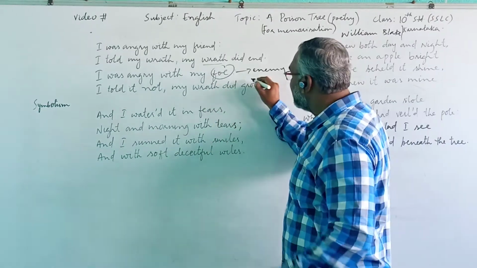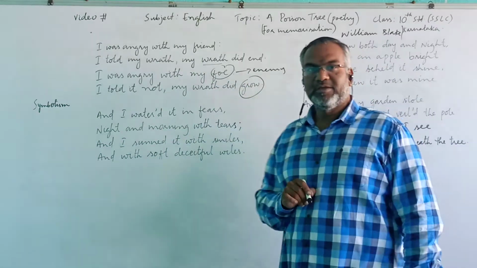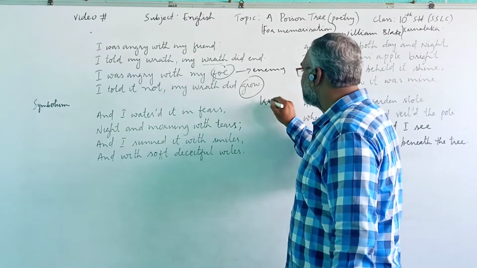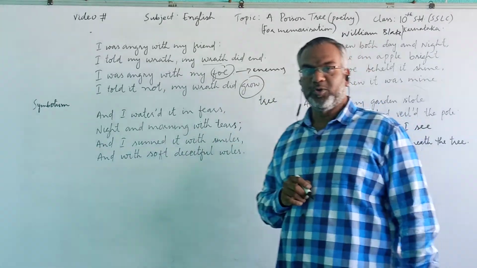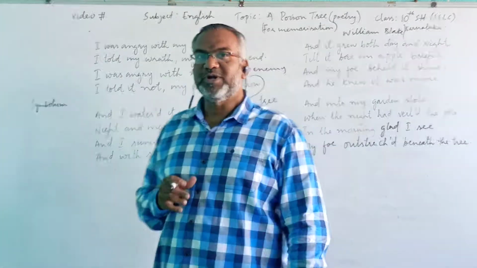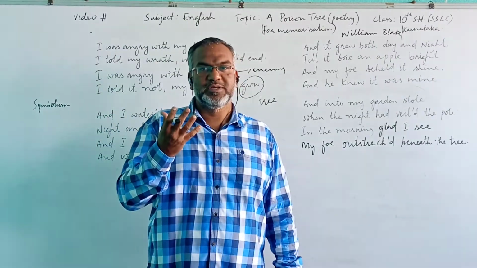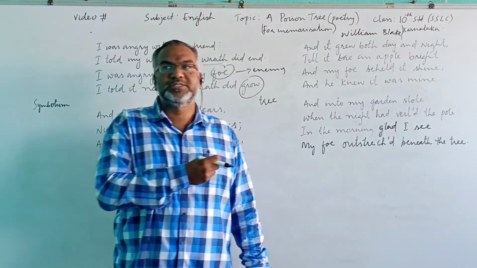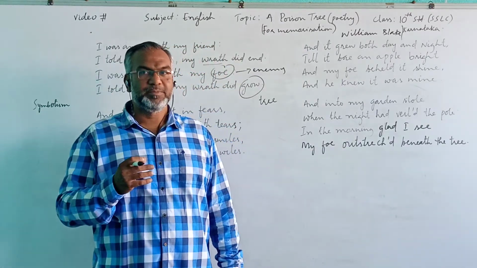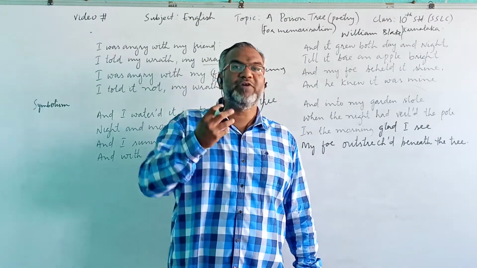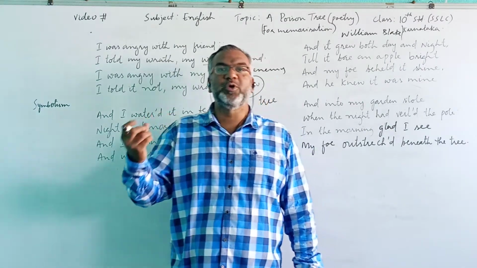The word grow here reminds us of a tree. Remember, this word grow reminds us of a tree, just like a tree grows. That's why this poem is metaphorical. Anger is compared with the growing of a tree.